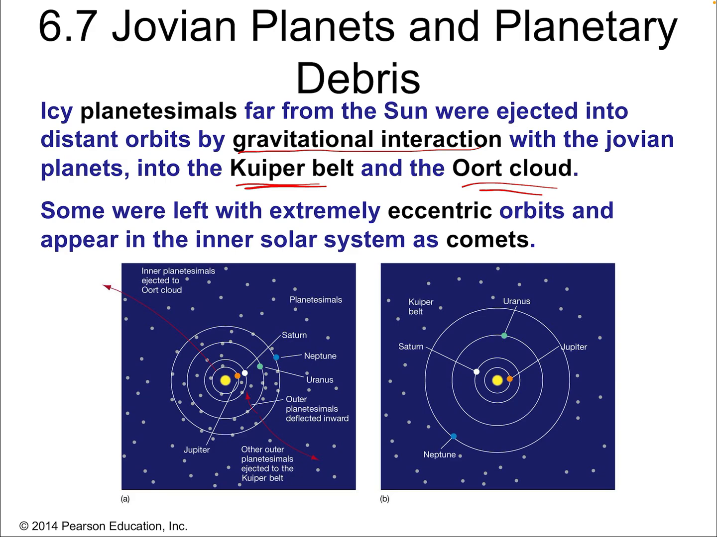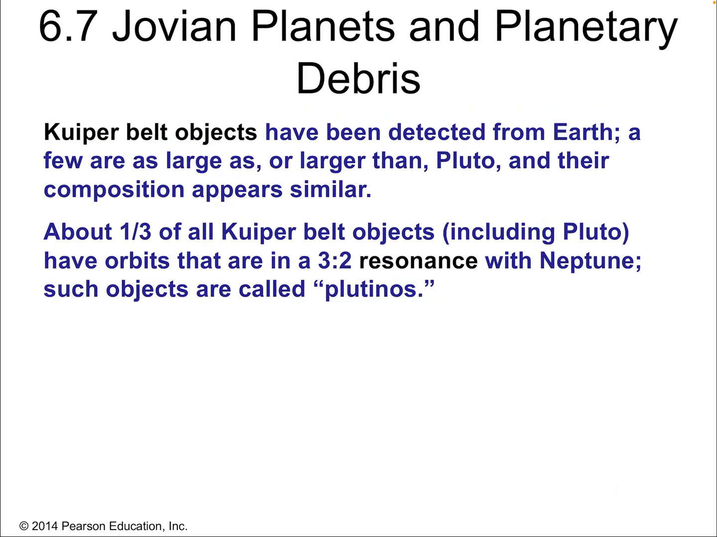Now, some of these icy planetesimals didn't get flung out, but instead were captured by the gas giants and became the moons of the gas giants. Okay, so many of the moons of the gas giants, the moons of Jupiter, the moons of Saturn, the moons of Neptune, the moons of Uranus, those are captured comets. Okay, all right. So Kuiper Belt objects have been detected from Earth. A few are as large or larger than Pluto, hence Pluto's demotion from a major planet, and their composition appears similar, because Pluto has a composition that is very much like a giant comet. It's mostly ice. Okay, about 1/3 of all Kuiper Belt objects, including Pluto, have orbits that are in 3-2 resonance with Neptune. Okay, these are called plutinos.